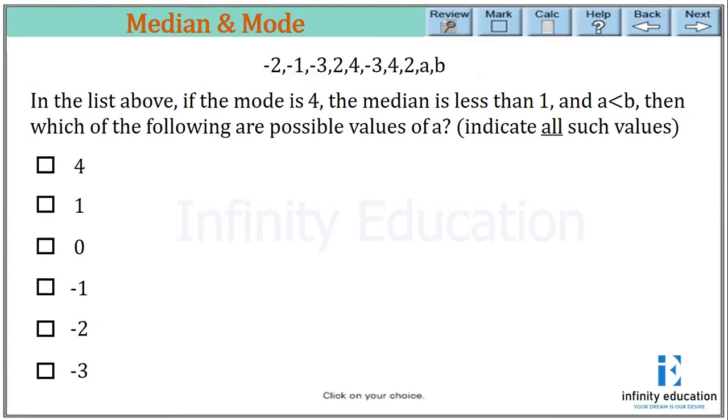Indicate all such values. That means here the value for A can be more than 1, and it can be 1 also, it can be all of them also. So we must check with all the options.